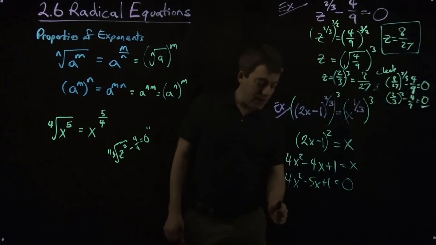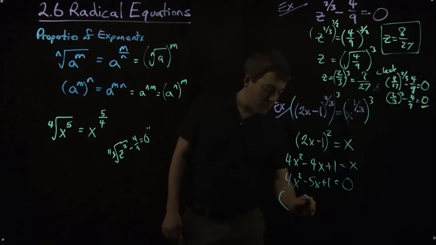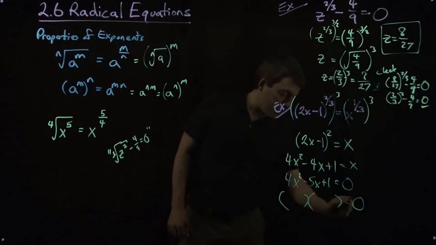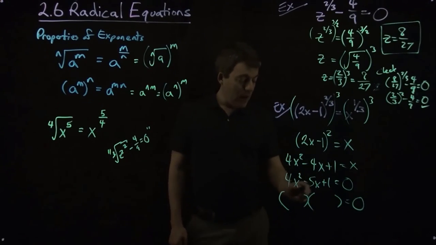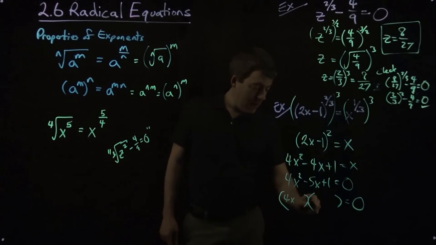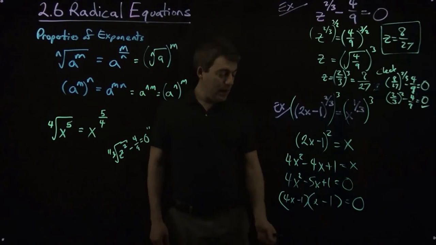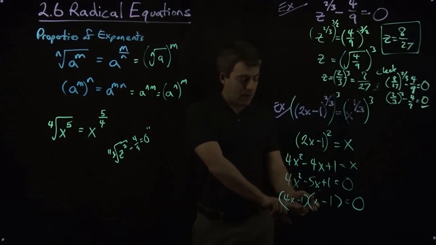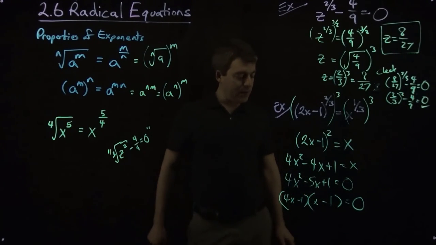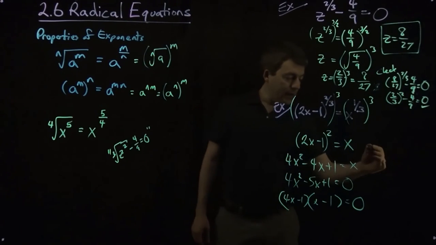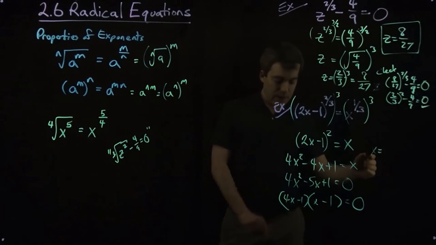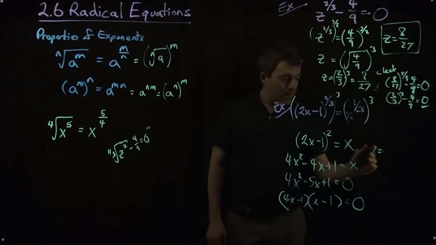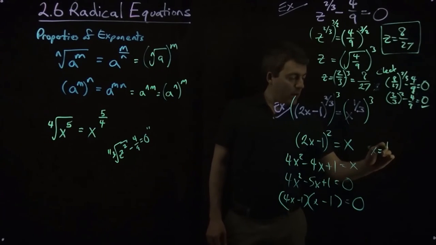And now we need to factor this. So we need our 4x and our x, minus 1, minus 1. I believe that works. So 4x squared, negative 5x, plus 1. Okay. So we have x equals 1/4 and x equals 1.